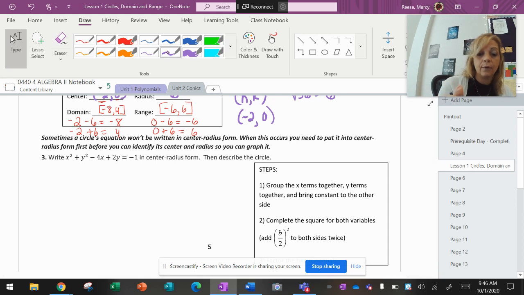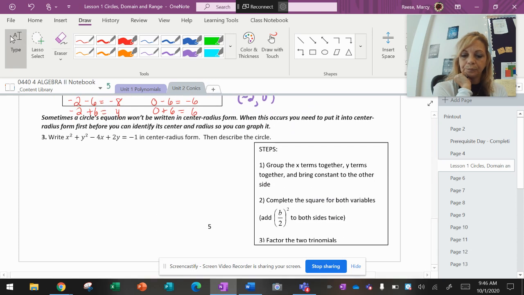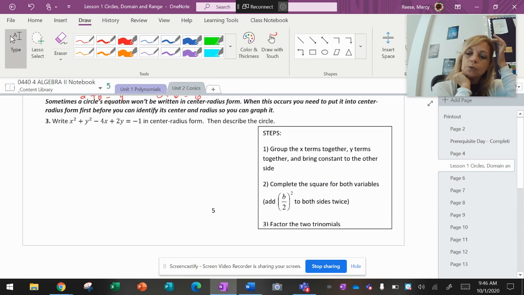All right. Now, here's where your prerequisite stuff comes in handy. It says sometimes a circle equation won't be written in center radius form. So it won't be given to you like number 2. When this occurs, you need to put it into center radius form first before you can identify its center and radius so that you can graph it. Okay, so for 3 it says write the following in center radius form, then describe the circle. When I ask you to describe the circle, I want you to tell me what is the center and what is the radius. You don't necessarily have to go with the domain and range. When they just say describe the circle, they just want the center and the radius.